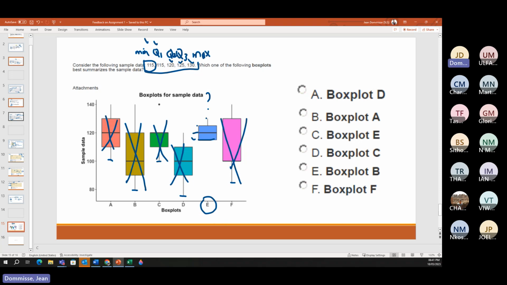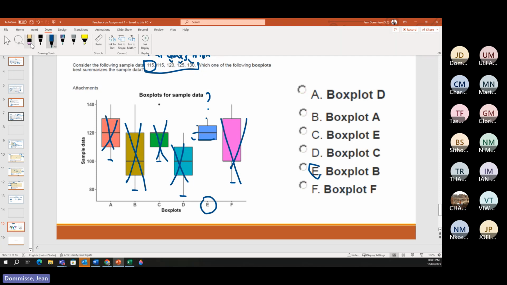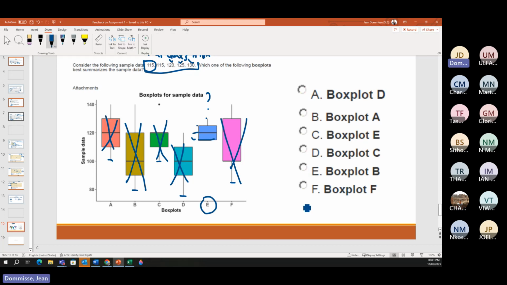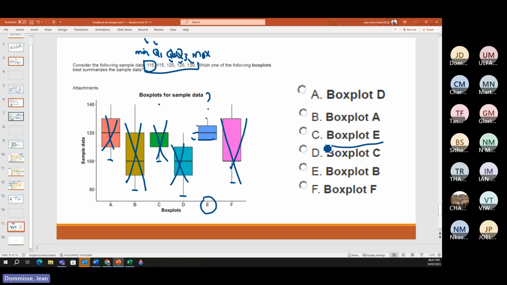Now, this again happens in your questions, so be very careful, because I nearly want to say E is the correct answer, but E represents box plot B. Okay, so we need to go and look at where we're actually talking about box plot E. Where we're talking about box plot E, the correct answer was actually C.